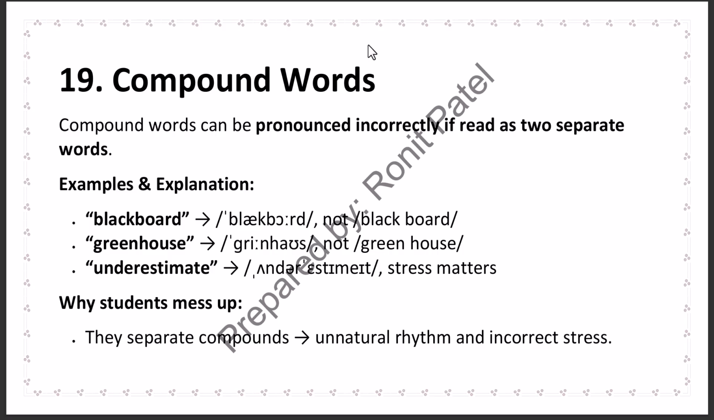Next, compound words. Compound words reveal something fascinating about English rhythm. Take greenhouse. If you read it as green house, the rhythm becomes incorrect because English treats many compound words as one stress unit, not two separate words. So the deeper lesson is fluency depends on stress grouping, not spelling separation. Your eyes may see two words, but your voice must produce one rhythm unit.